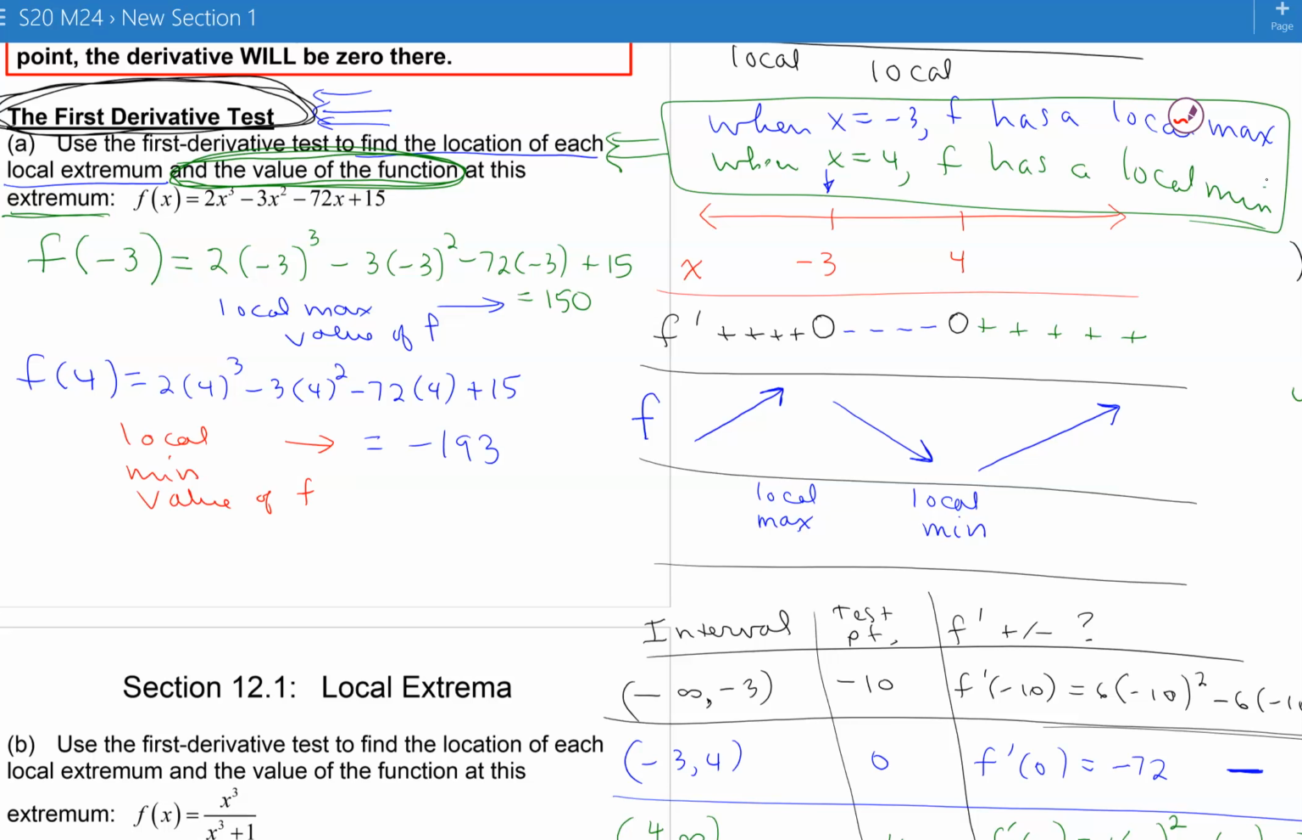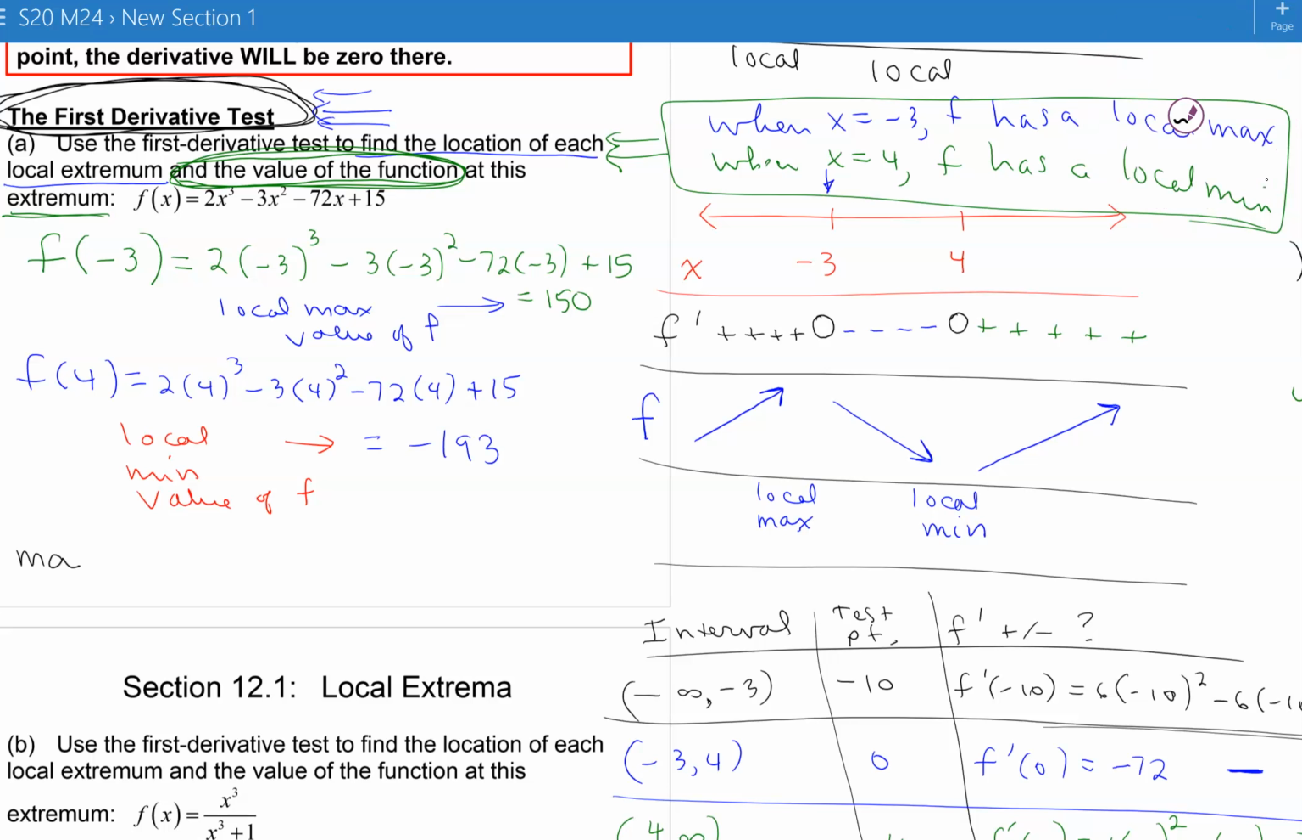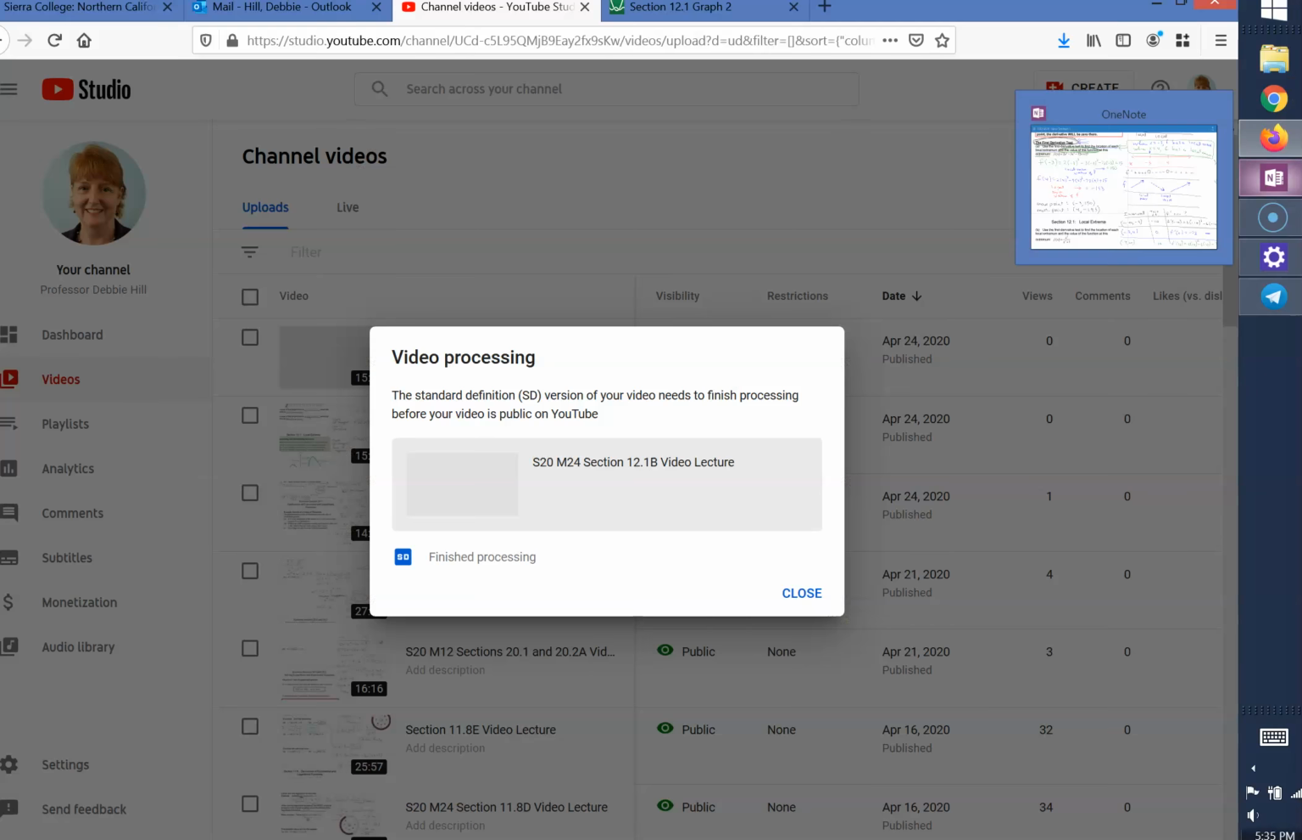So let's put all that together, and another question that can be asked is, where is that maximum point? So the max point has two coordinates. It's going to be -3, 150. And the min point is going to have two coordinates. It's going to be 4, -193. So let's jump over to Desmos real quick.